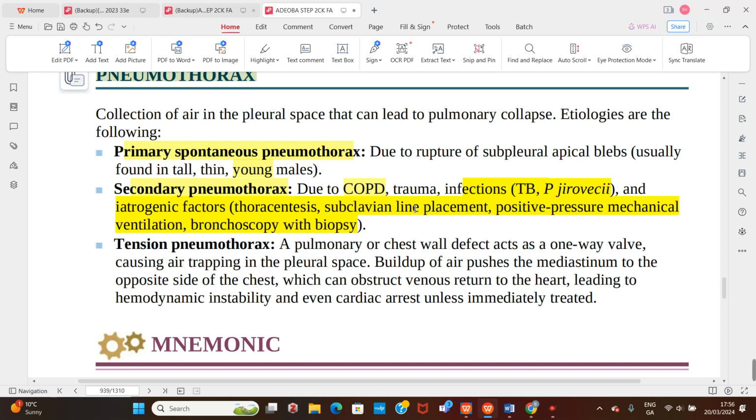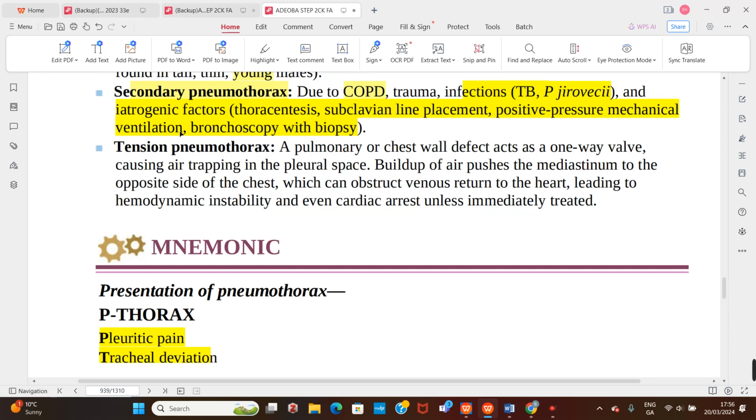Somebody trying to place a line into the subclavian vein, it's very close to the lungs. So from up, they can mistakenly puncture the parietal pleura, and then you can have entry into the pleural cavity. Or somebody that is on PEEP, and the PEEP is too much, like maybe more than 10, and it causes barotrauma, and there's rupture of the alveoli, you can have air tracking into the pleural cavity, leading to pneumothorax, iatrogenic. All of these can get complicated and lead to tension pneumothorax.